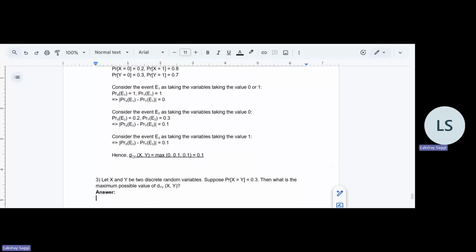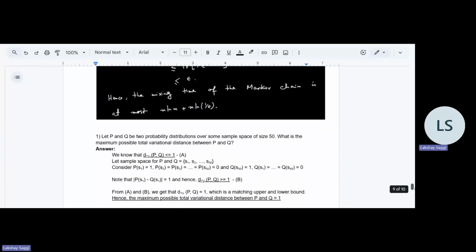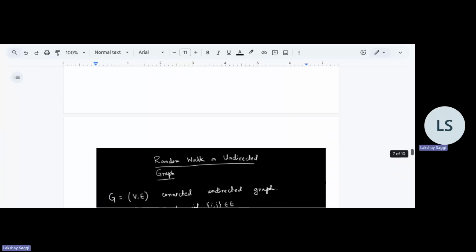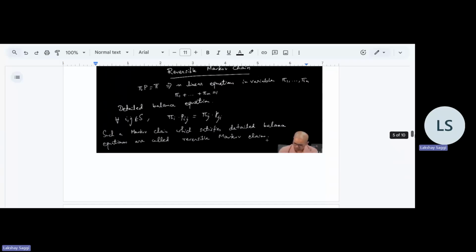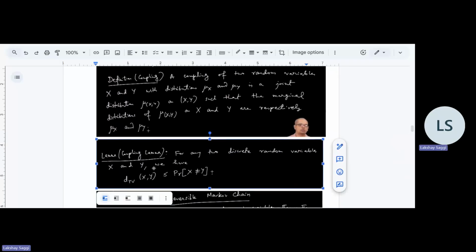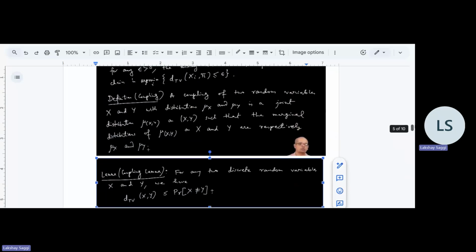Okay, now let's come to the third question. Third question is, let x and y be two discrete random variables. Suppose the probability that x equals y is 0.3, and what is the maximum possible total variation distance between x and y? For this, we know the coupling lemma which we discussed. The coupling lemma essentially says that total variation distance between x and y is less than or equal to the probability that x is not equal to y.